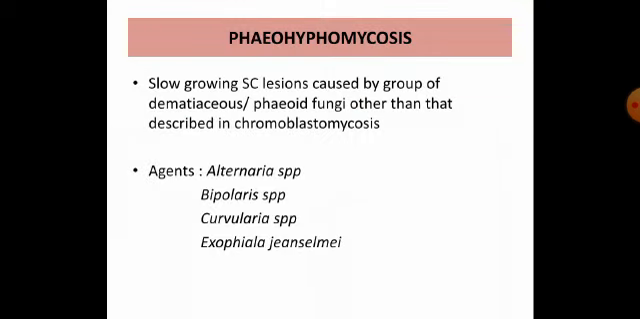Coming to the last one, that is phaeohyphomycosis. These are again slow growing subcutaneous lesions which are caused by again a group of demataceous or phaeoid fungi other than that described in chromoblastomycosis. As the name itself tells you, pheo means phaeoid, that means pigment producing fungus. So the agents which are known to cause phaeohyphomycosis are Alternaria species, Bipolaris species, Curvularia species and Exophiala jeanselmei.